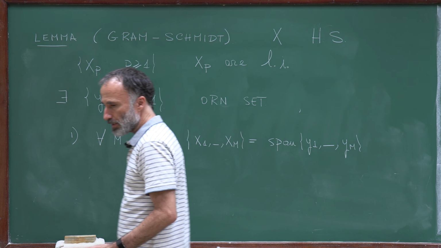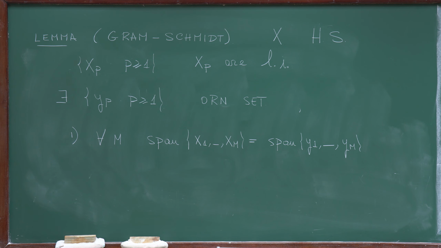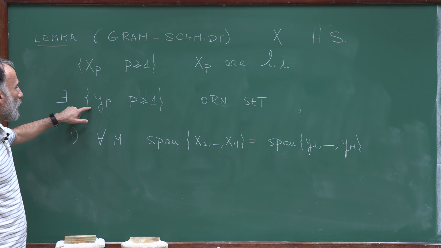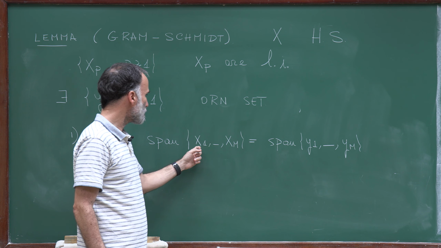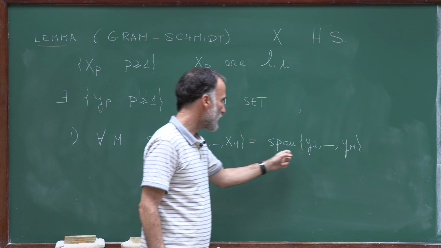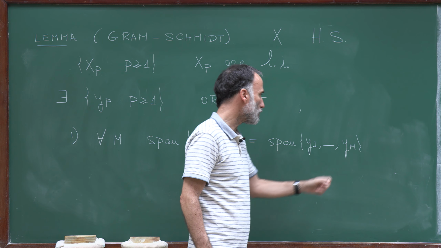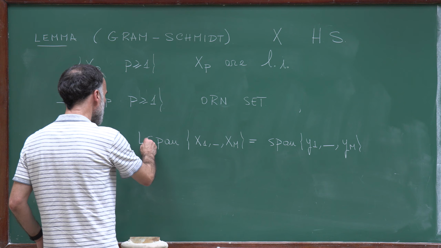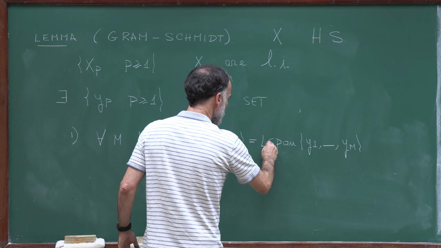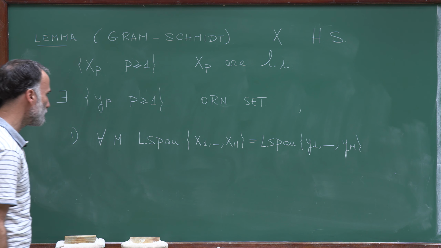So what I'm claiming is that you can find a family y_p such that for each m, the span of x_1 up to x_m is exactly equal to the span of y_1 to y_m. And here I'm talking about linear span because, well, this is a finite set, so it's a linear span.